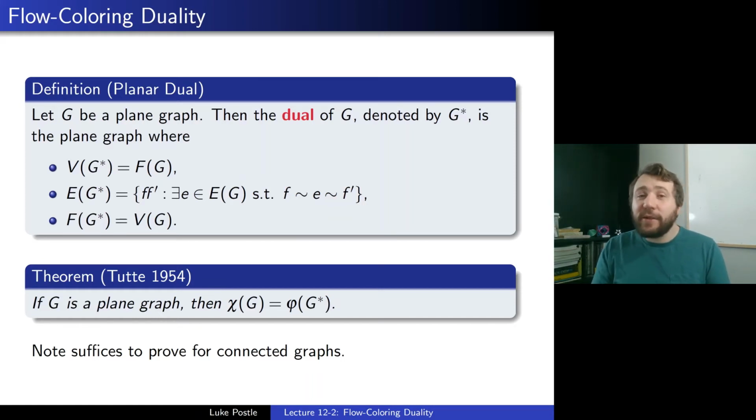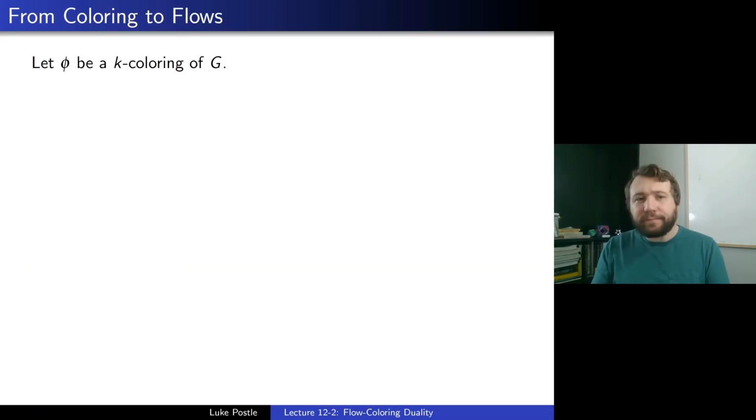Luckily, loops in a graph correspond to bridges in the dual, and remember, graphs with bridges don't have flows. So actually, this bridge-loop duality establishes that. So let me assume you don't have any bridges in the dual or loops in the original for proving this theorem. So how do we get from colorings to flows?